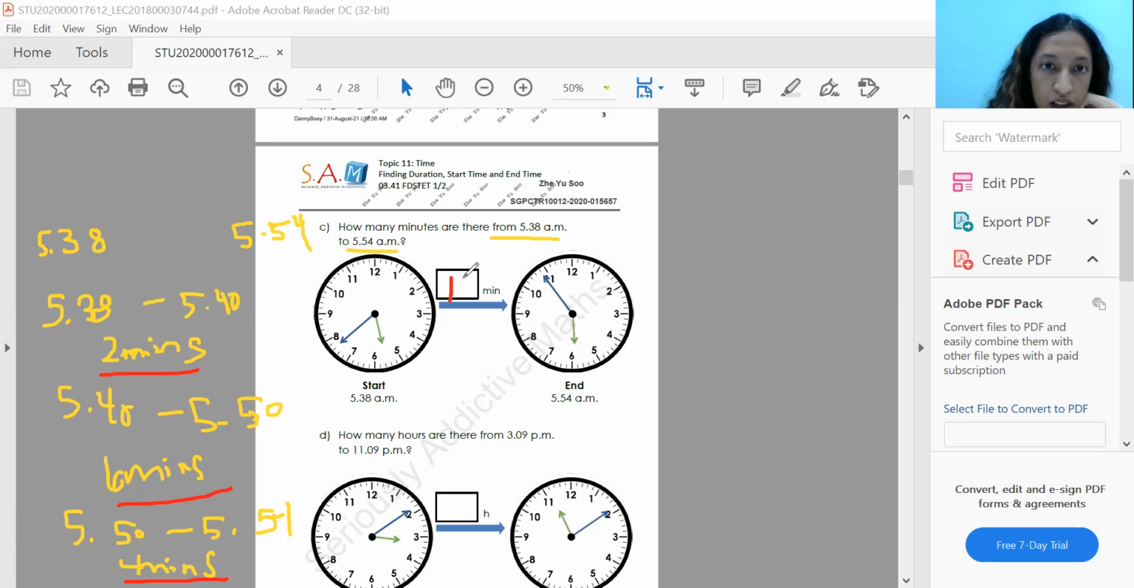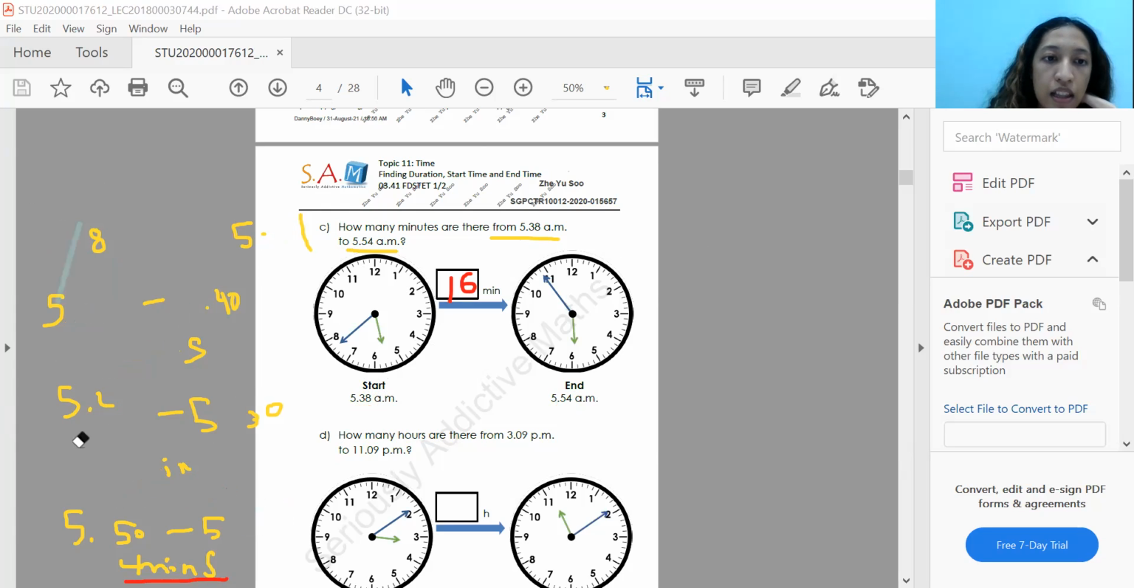So the duration here is 16 minutes. From 5:38 a.m. to 5:54 a.m. is 16 minutes. Okay, so that is how we do it.